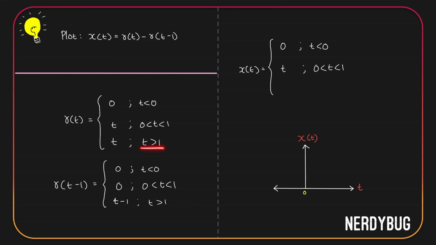When t is greater than 1, here we have t, and here we have t minus 1. So we'll get t minus t plus 1. That is 1 when t is greater than 1. Now we can plot this on a graph. Until 0, we have 0. Until 1, we have t. After that, we just have 1.